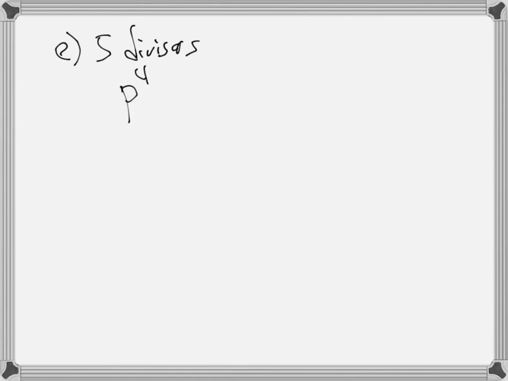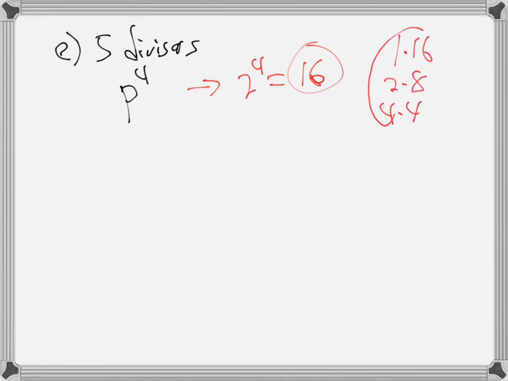Add 1 to the power. Any prime to the 4th power. So what's the smallest prime to the 4th power? 2 to the 4th, 16, done. 16 has got to be the smallest number with 5 divisors, does it? 1 times 16, 2 times 8, 4 times 4, 1, 2, 3, 4, 5 divisors.